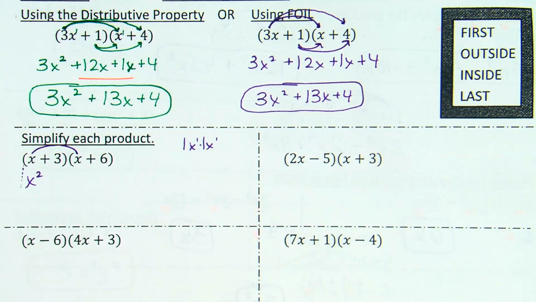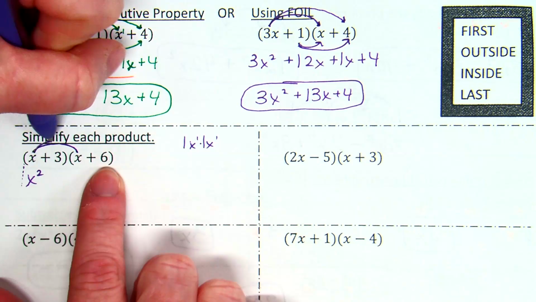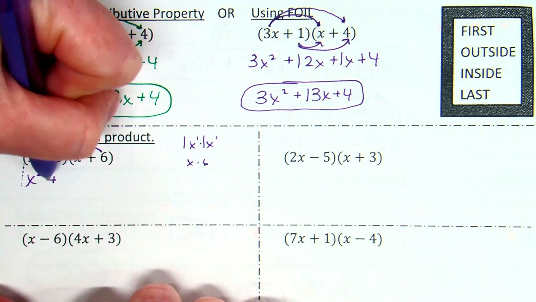And then what? We did the first, x times x. 3 and 6. Let's not jump. Oh, it has no sign. 1x and 6. The outsides are going to be x times 6, or distribute that x. So x times 6 is going to be 6x. Okay, so the x went to 6. That was first and outsides.